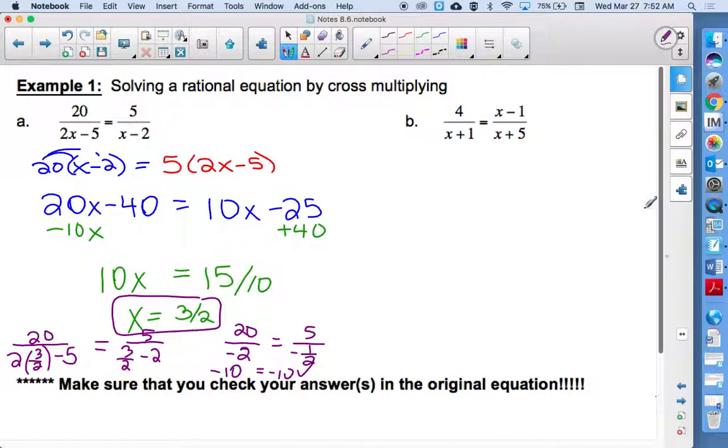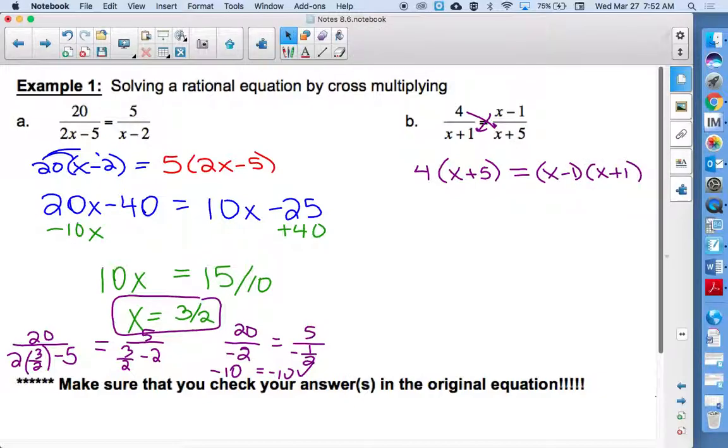So solving letter B, doing exactly the same thing, cross multiplying. Easiest way to solve one fraction equal to another. So 4 times x plus 5 equals, be really careful with that other side, you now have 2 quantities. So we have an x minus 1, we're multiplying that by an x plus 1. So make sure you have that quantity, if it's more than just a number, placed in parentheses. So Abby, when you distribute the 4 through on the left, what do you get?